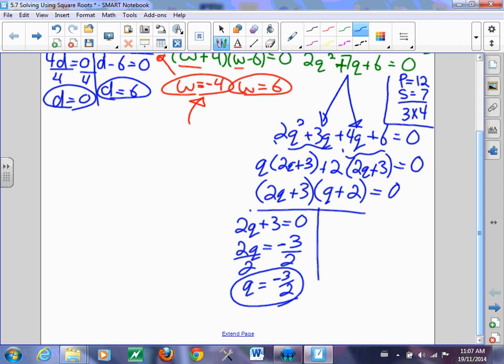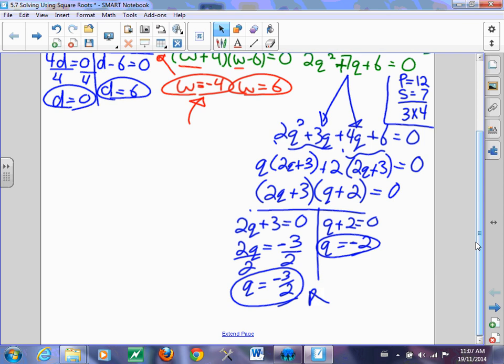On the other factor, q plus 2 equals 0. This one's going to be easier. Q equals negative 2. All right, so just remember, guys, that when you have a decomposition, you'll always have one of your roots that's a fraction.